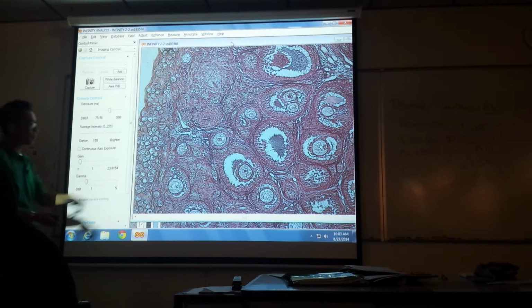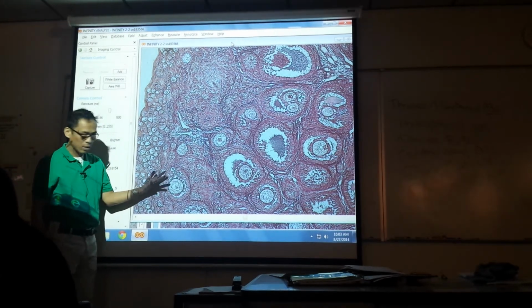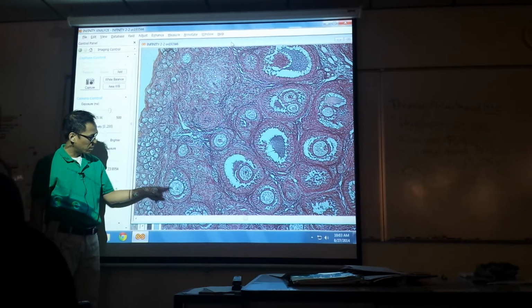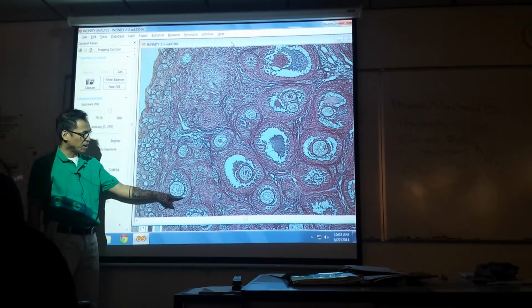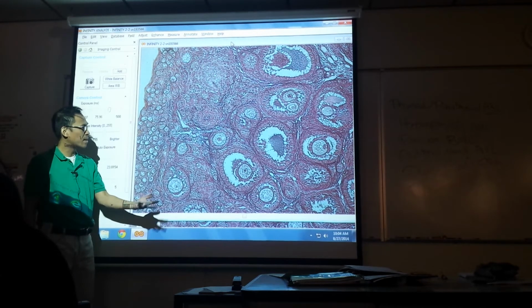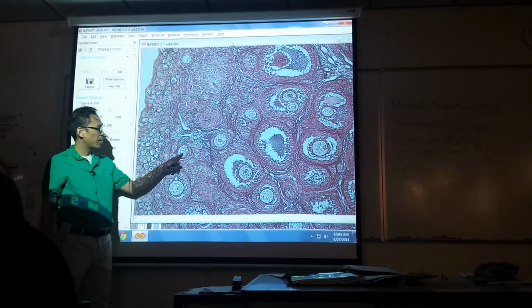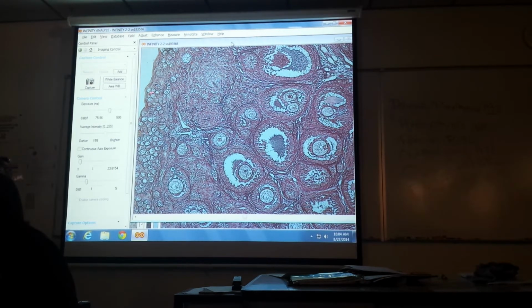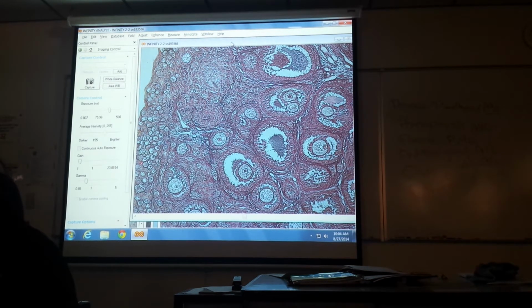Secondary. Now the difference between primary and secondary is, if you look closely, it's probably hard to see at this resolution, there's stratification. What does stratification mean? Many layers of cells. So that's primary, primary, primary, primary. What is this again? Primordial. What is this? Secondary. Secondary, okay. And this is becoming Graafian.